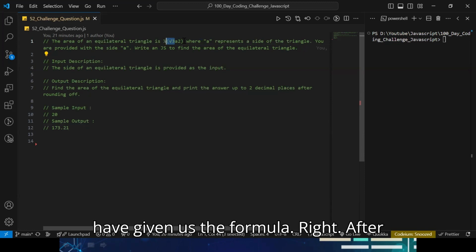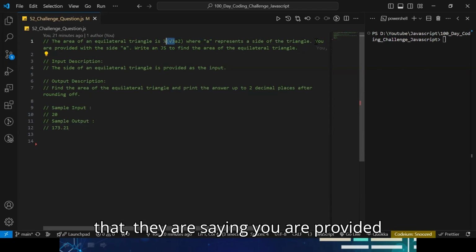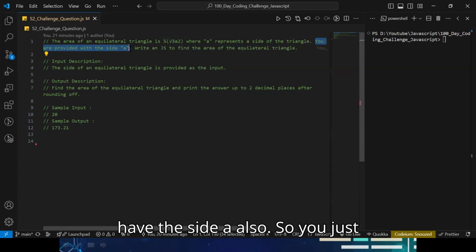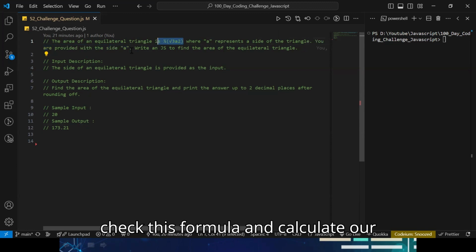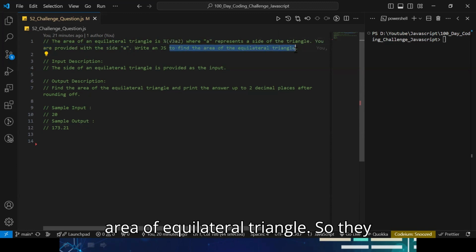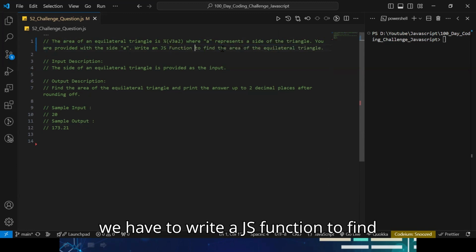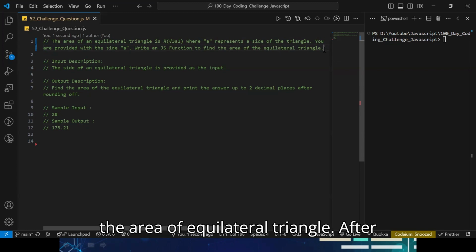So they have given us the formula, right? After that, they are saying you are provided with a side A. So you just check this formula and calculate the area of the equilateral triangle. They have said to write a JS function, right? So we have to write a JS function to find the area of equilateral triangle.